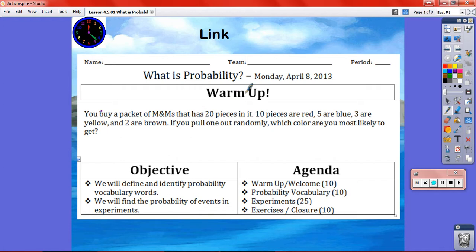So this is the very first day of probability, so I'm not expecting every single kid to know what probability is. But the majority of kids are going to look at this and say, well, there's way more red M&Ms, so I should be more likely to get a red M&M. And that's just the very basic starting place for probability. Today we're going to do some probability vocabulary, and we're going to find the probability of some events in experiments.